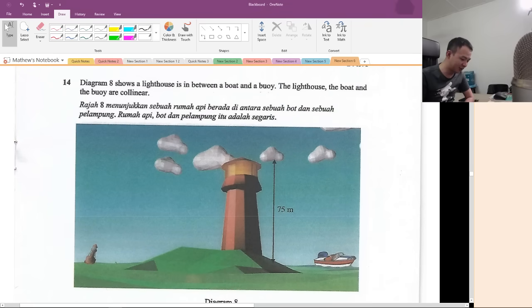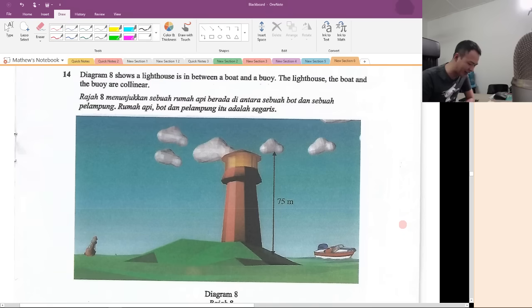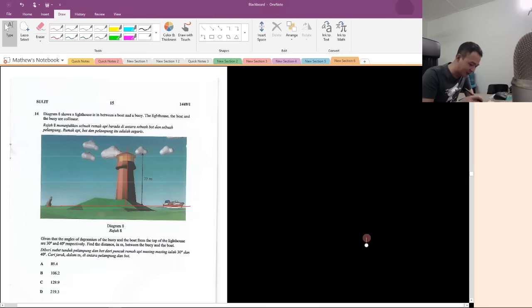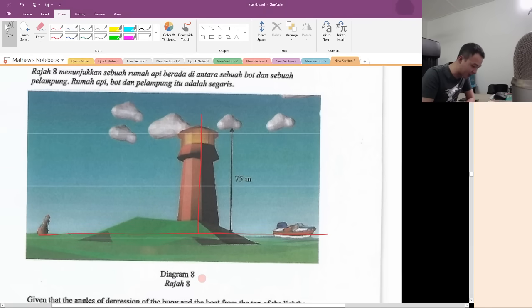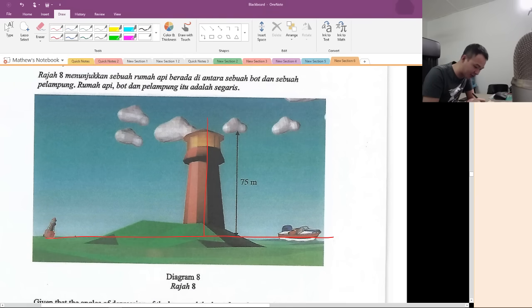Okay, so diagram A shows a lighthouse in between the boat and the buoy. So the lighthouse, the boat and the buoy are collinear. So this one basically is collinear, meaning they are in a straight line. So basically from here you should be able to see something here. Even though it's a bit hard for me to sketch, I try to sketch two different triangles here.